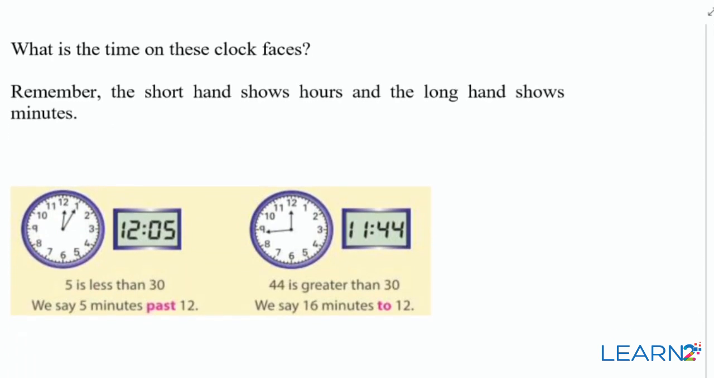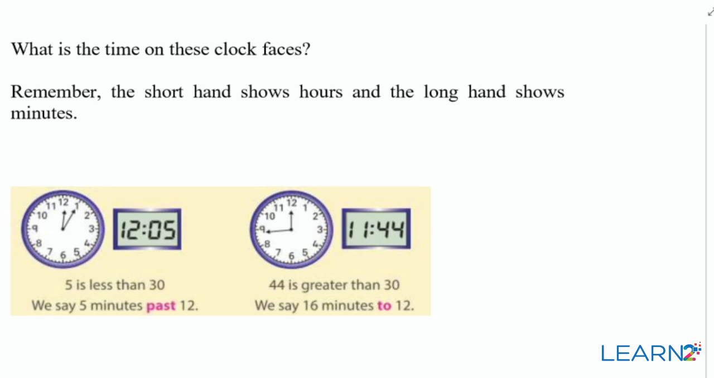What is the time that you see on these clock faces? Let's have a look here. So first of all, 12:05 means 5 minutes past 12. So that would be the answer there, and you can see it on the clock. You've got 5 minutes past 12. The longer hand is on 1, which is 5, because these all go in 5 minutes.